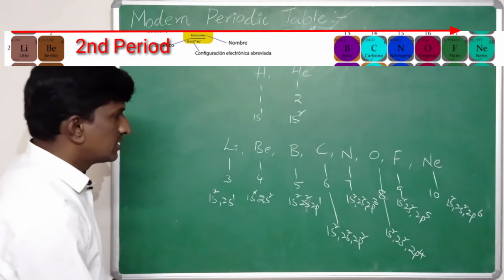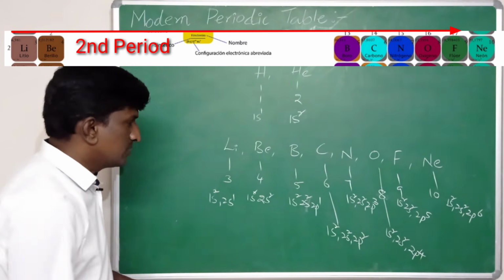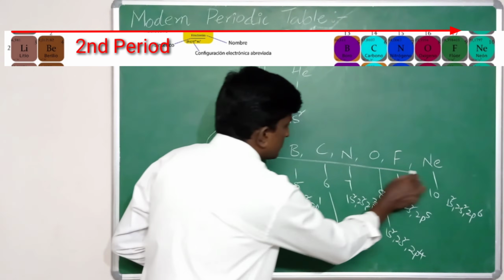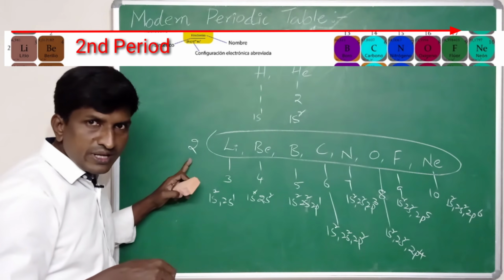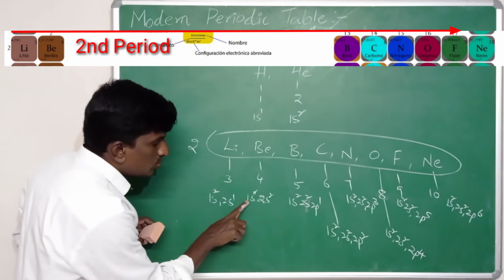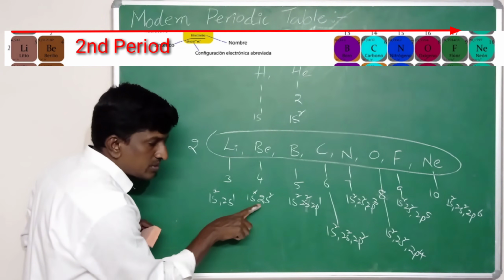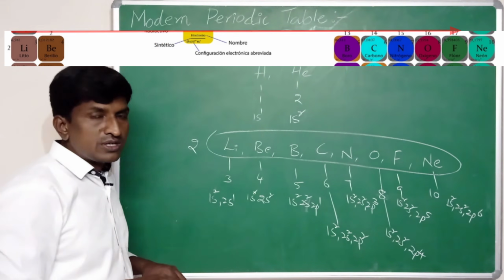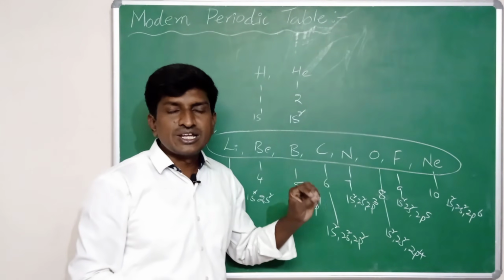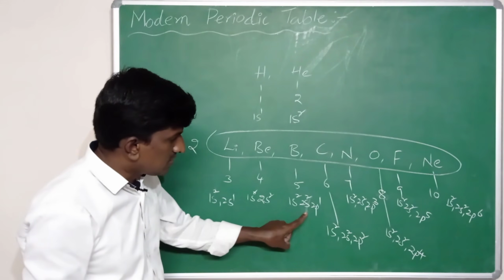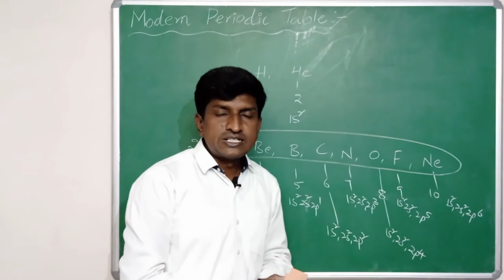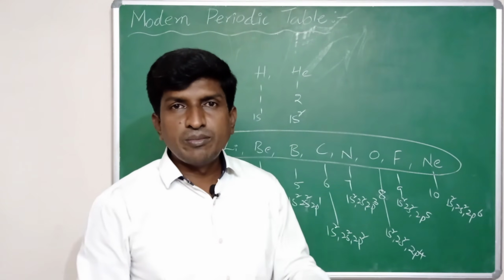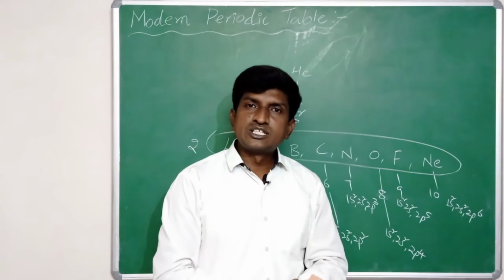If you observe all these 8 elements, they all belong to the second main shell or second period, because they have two main shells in them. So the outermost shell decides. Here all of them have the second shell as outermost, so the outermost orbit in the element decides its period.